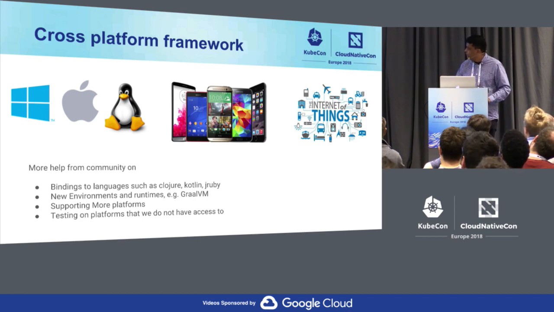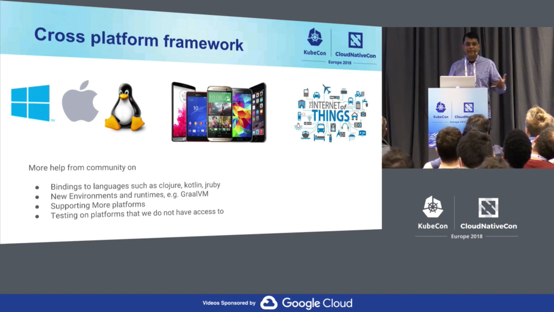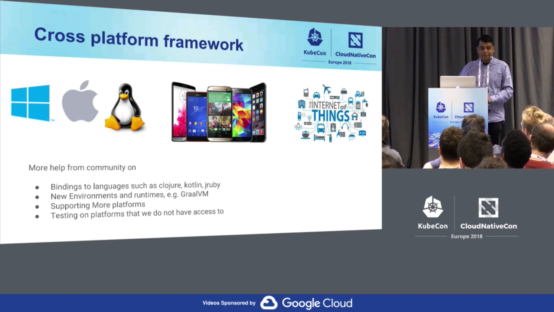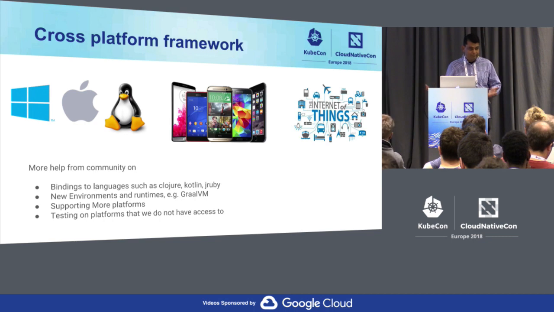So we do need help from the community here. Saying ubiquitous is not being ubiquitous. That's a goal, to be ubiquitous. And really, we as people working on gRPC don't have access to every different platform to test and try these things out, etc. And there are always new languages coming up. Kotlin came, people wanted to use Kotlin. So to create bindings for these new languages, newer environments, right, GraalVM, or more platforms.